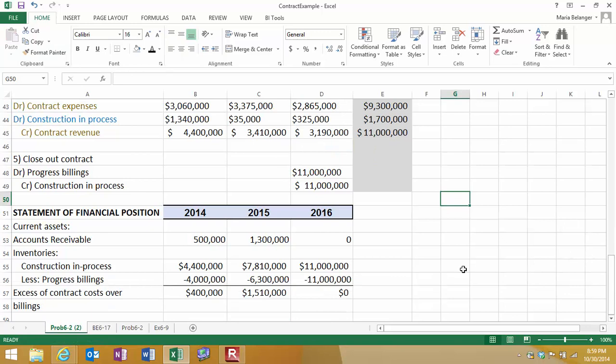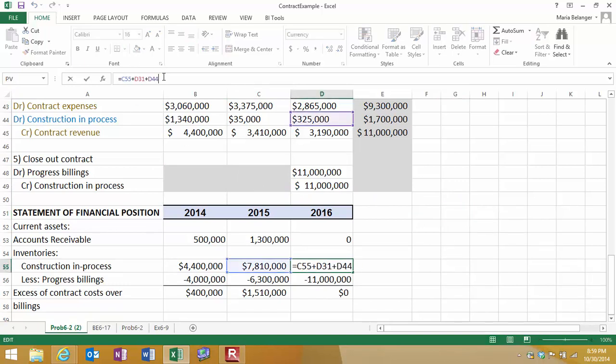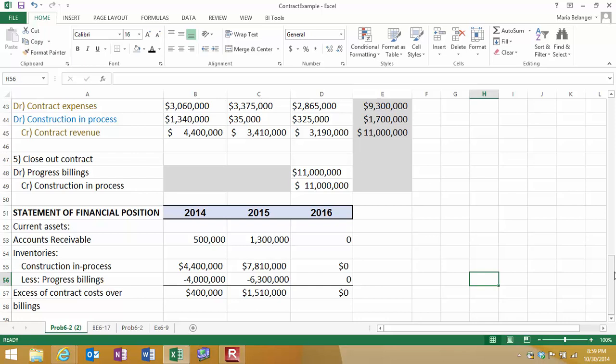Now that we've closed out the contract, notice there's nothing here in 2014-15. This just happens in the final year. So when we look at our construction in process, I'm going to have to deduct the $11 million from my closing out entry, and do the same thing with progress billings, and that closes up my contract completely because it's finished. So that finishes my balance sheet position.